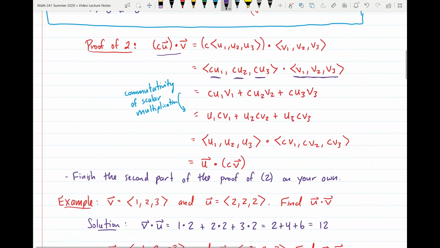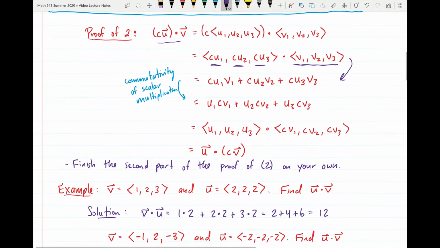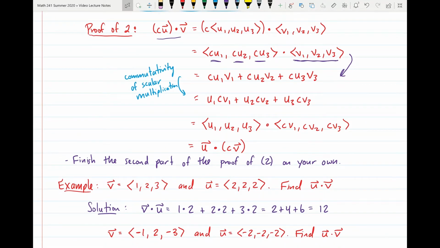Now we follow the definition of the dot product to get from there to here. So we just multiply the components and add them together. And the crucial step for this proof, which I have given in blue here, is the commutativity of scalar multiplication. So again, C U1 V1, C U2 V2, all of these different variables are just real numbers, which means that when we multiply them, we can change their orders because multiplication is commutative.